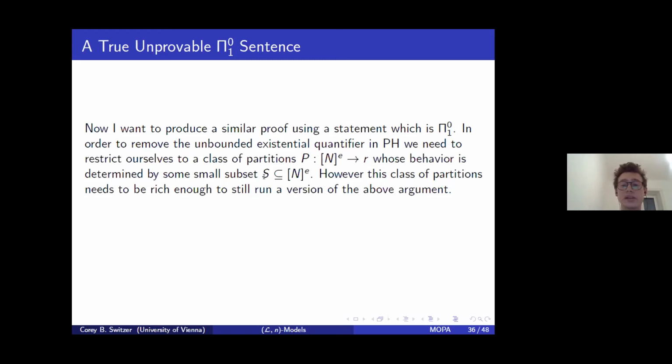However, at the same time, the class of partitions needs to be rich enough that I could still run a version of the argument that I just gave you. So how do we do this? Well, we have this collection of structures now. I like them. We've been thinking about them. Let's try coloring the L_N models as opposed to just arbitrary sets, and then try to apply the finite model lemma in this setting. All right, so this is the idea.